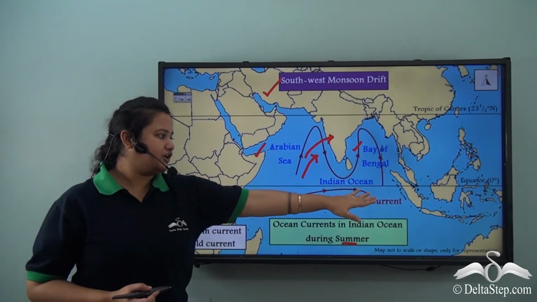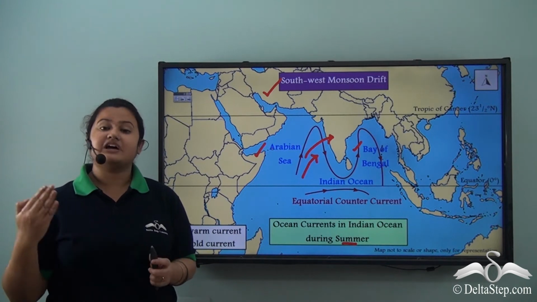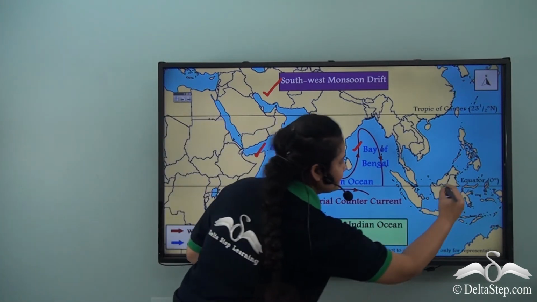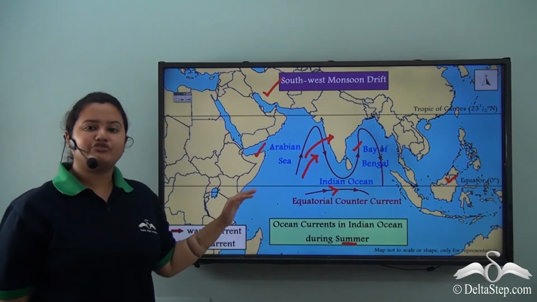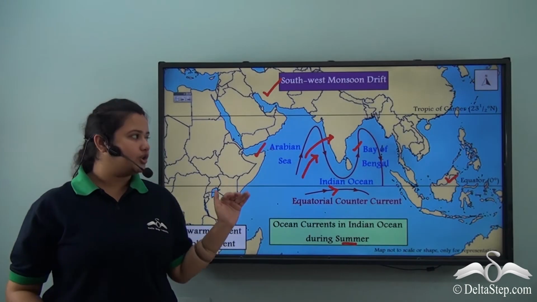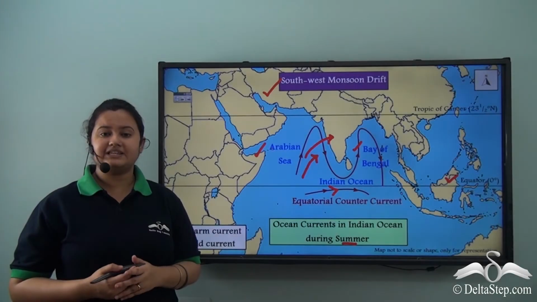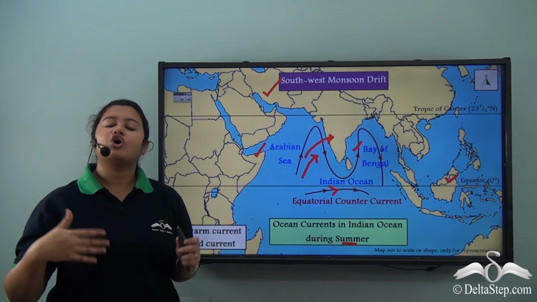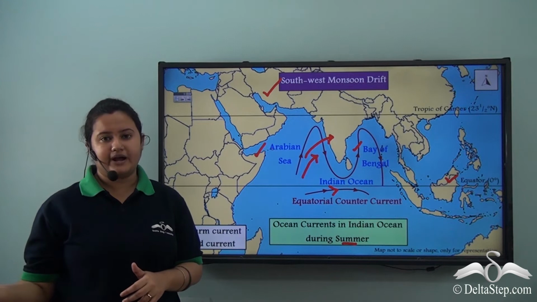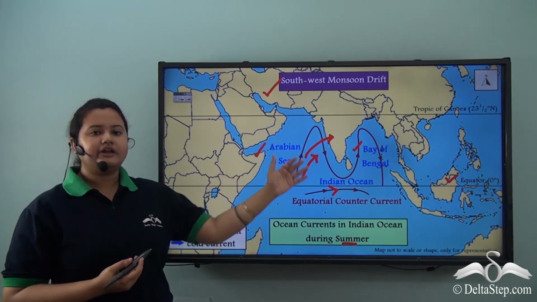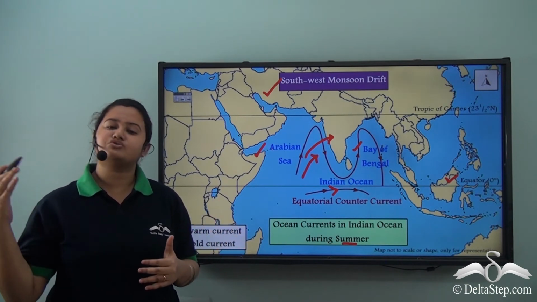A gap is created over this region, and now the equatorial counter current, which travels across the equator, moves from west to east to fill this vacuum. Although it is the northern hemisphere of the Indian Ocean, here we do not see the ocean currents follow a clockwise pattern. Why so? Because here in this region the ocean currents are influenced by the presence of monsoon winds.